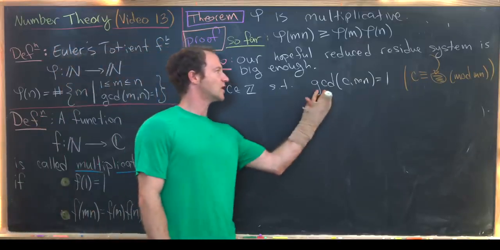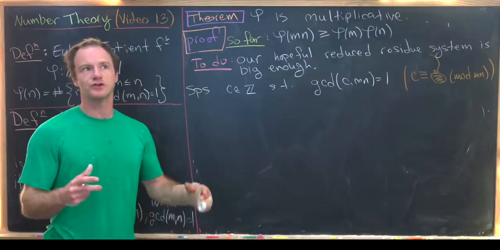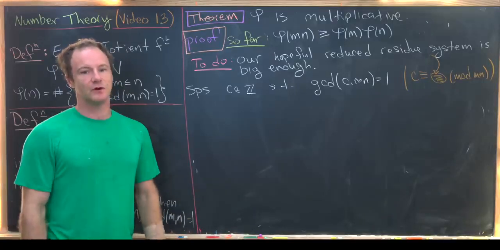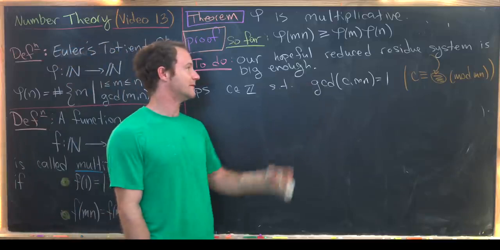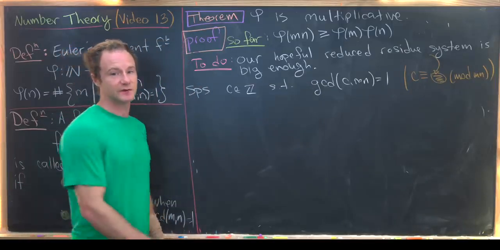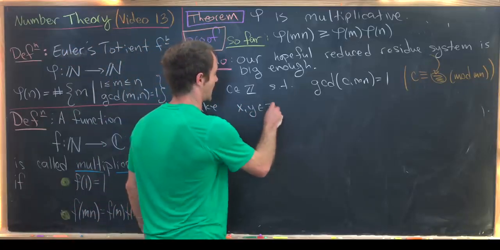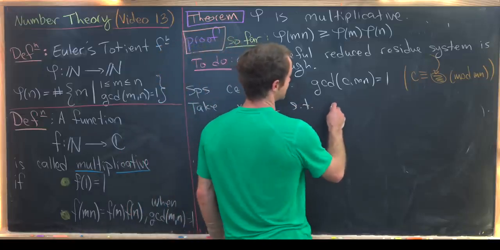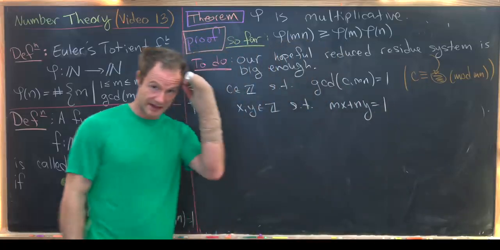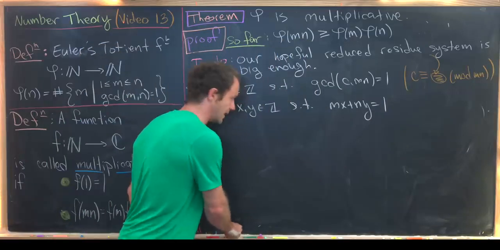Okay. But what should you do if you see that the GCD of c with mn is equal to 1? Well, you should maybe invoke something called Bézout's identity, which we do all the time. So now we want to use the fact that m and n are relatively prime. And so let's use Bézout's identity. So in other words, let's take integers x and y such that mx plus ny is equal to 1. And again, that's possible because the GCD of m with n is equal to 1.